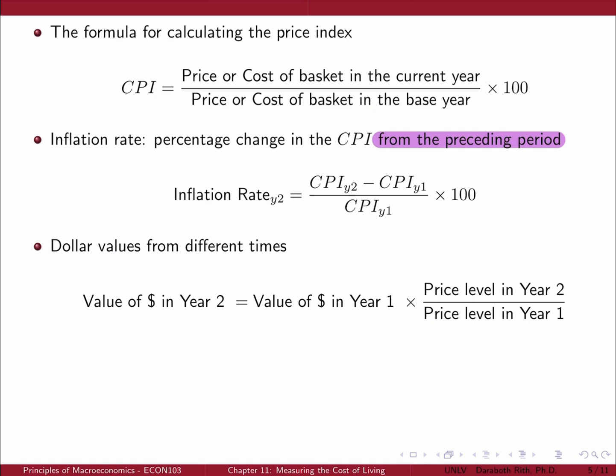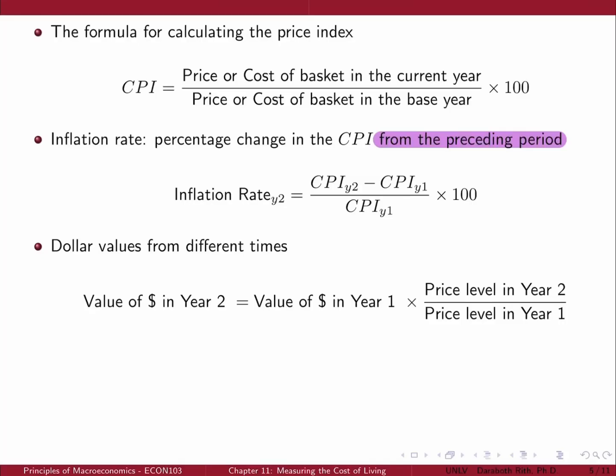Additionally, understanding the procedure for defining the price index allows us to calculate the dollar value across different time periods. For example, the value of a dollar in year 2 can be calculated by taking the value of a dollar in year 1 and multiplying it by the ratio of the price level in year 2 to the price level in year 1. Please note that price level and price index are used interchangeably in this context.